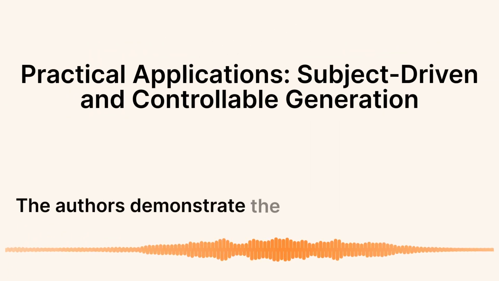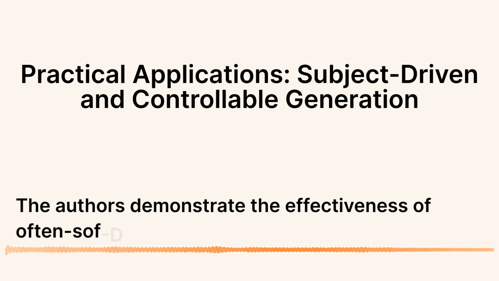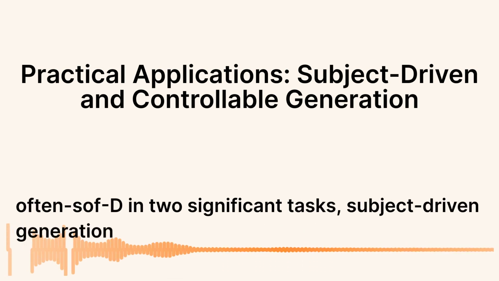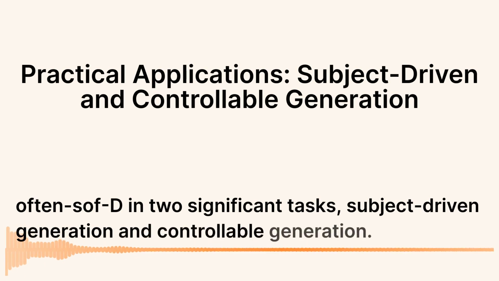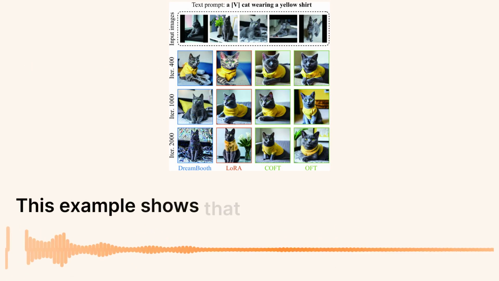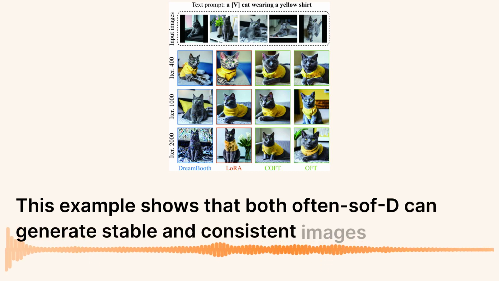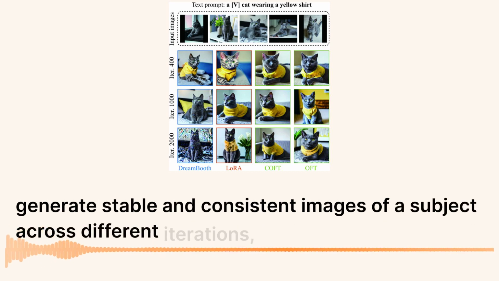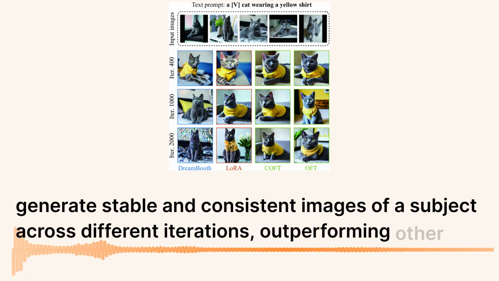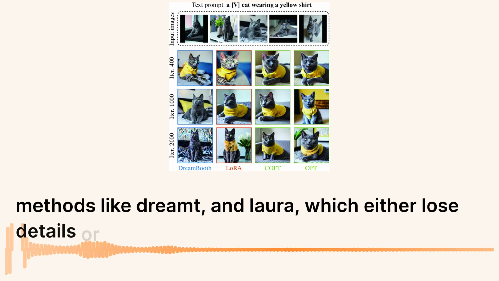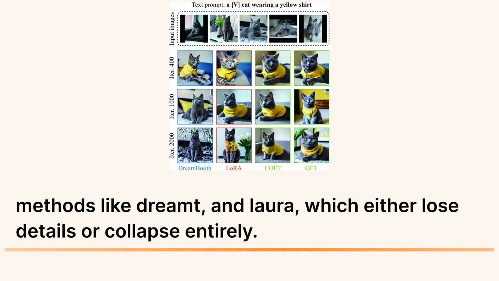The authors demonstrate the effectiveness of OFT and COFT in two significant tasks: subject-driven generation and controllable generation. This example shows that both OFT and COFT can generate stable and consistent images of a subject across different iterations, outperforming other methods like DreamBooth and LoRA, which either lose details or collapse entirely.